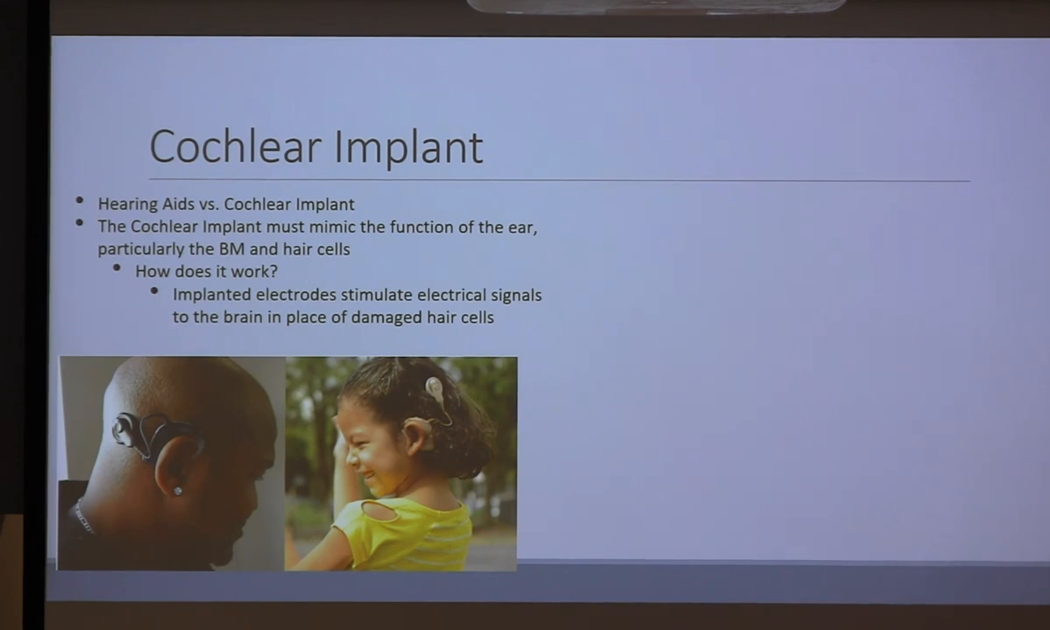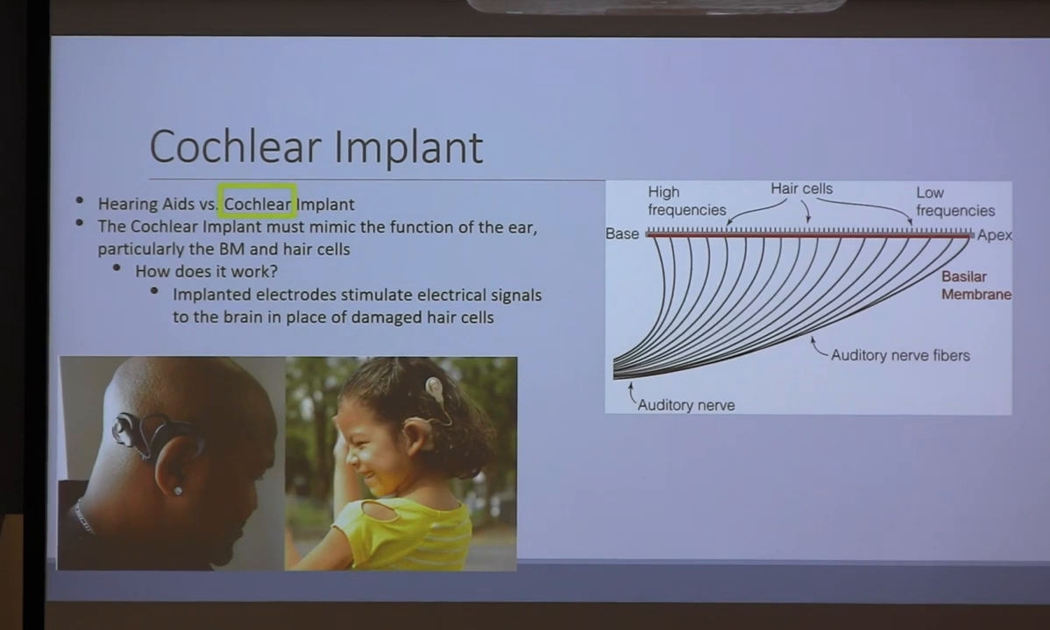And so how does a cochlear implant work? What it does is it has to mimic the function of the ear, particularly the basilar membrane and the hair cells. And so, of course, cochlear is the name, so it has to do something with the cochlea. Here's the same schematic I had before of the cochlea. I said that hair cells are damaged in sensory neural hearing loss, and so there will be parts of the cochlea where the mechanical movements of the basilar membrane can't be turned into electrical signals. So instead, your sensory cells are stimulated with electrodes that are inserted into your cochlea.